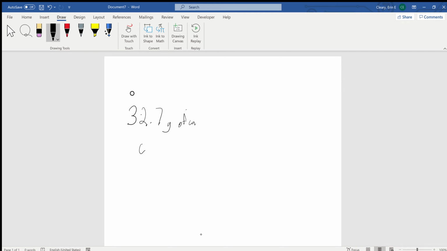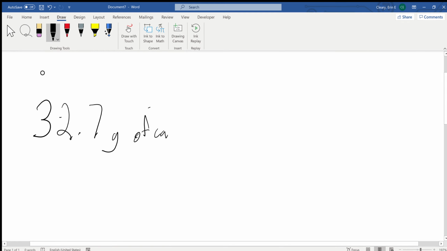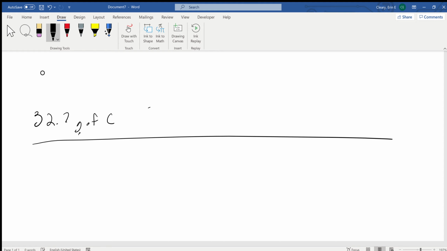And actually, you know what I'm going to do? I'm going to zoom in a little bit more and work with it then. So I have 32.7 grams of carbon. Let's say I want to find out how many moles of carbon I have. And if I give you guys that I have, I don't know, 2.3 liters, then what my molarity would be. Okay?